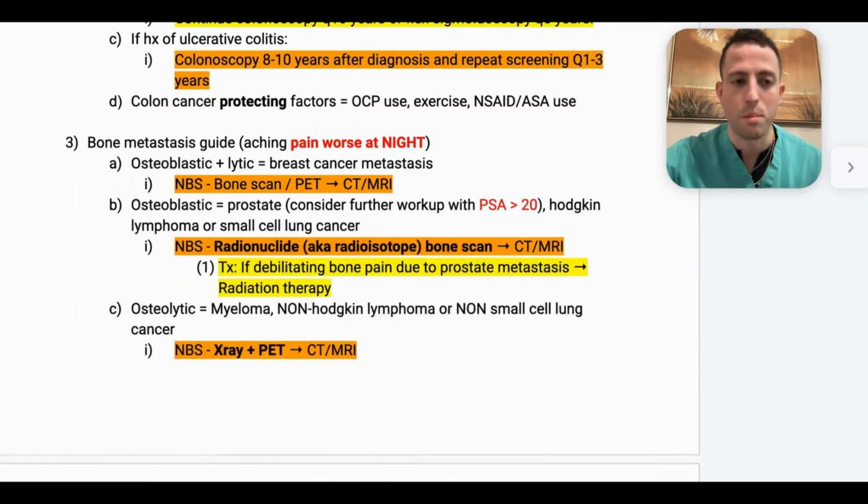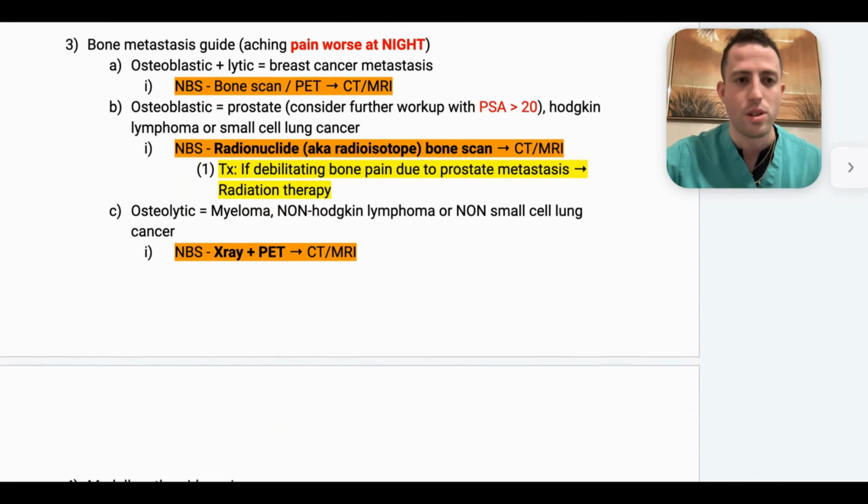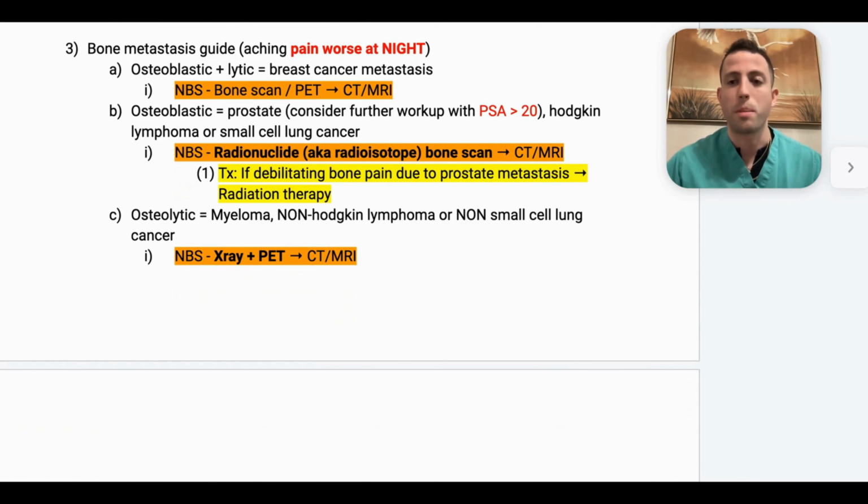Let's talk about some bone metastases. So this is usually going to be a patient that presents with aching pain that is worse at night. Sometimes they have worsening weight loss, but the really big clue on the NBMEs is pain that is worse at night. And so breast cancer can metastasize via osteoblastic or osteolytic lesions that you can see on your scan.